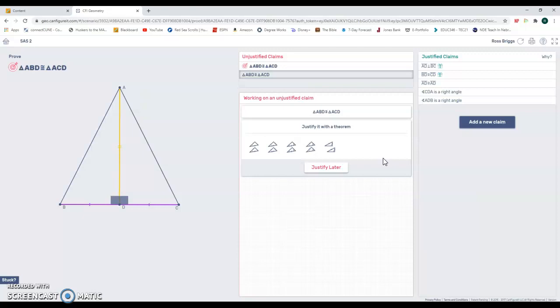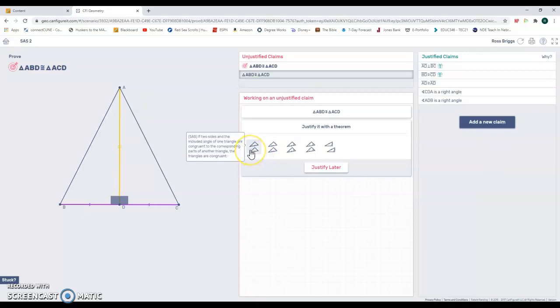So let's justify it with a theorem. We could use hypotenuse leg. Well, we don't have that. Angle, angle, side. I don't see that we have two angles congruent, so I don't think that applies here. Angle, side, angle. Again, I don't see two angles here. Side, side, side. Well, we have two sides that we've proven to be congruent, but we don't have that third side, segment AB congruent to segment AC, so that doesn't apply either.